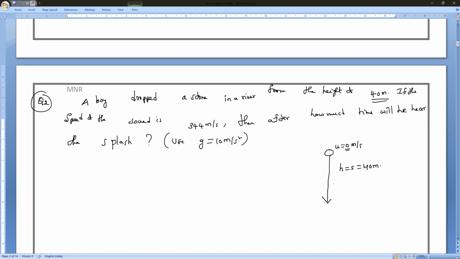After that, acceleration is equal to, they have given the g value. How much? 10 meter per second square. Now they are asking, after how much time he will hear the splash? Splash means the water will displace. So now time t is equal to, we have to find it. So which equation can you tell me? Height you know, acceleration you know, initial velocity you know. You have to find the time. Which equation, guys? Second, we don't know final.